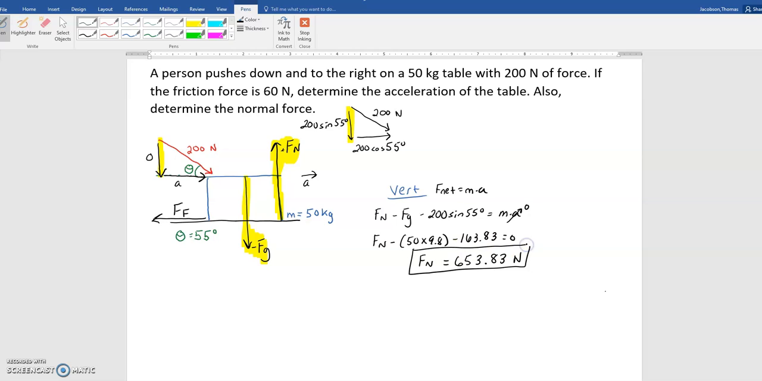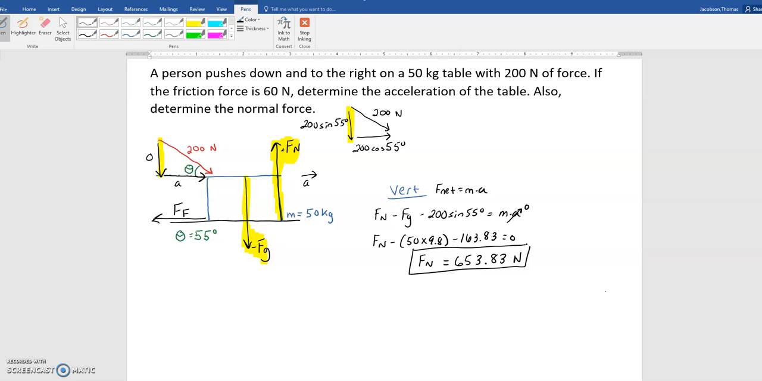Now, you guys may be wondering, why isn't Fn the same as Fg? This is a different case because we are now pushing down into the floor. So basically, not only is gravity pulling the table down onto the floor, and then the floor Fn is pushing up, but we're also pushing the floor down. So the ground has to work even harder to hold it up so that it doesn't break through the ground.